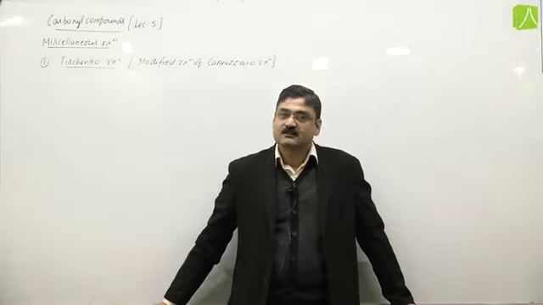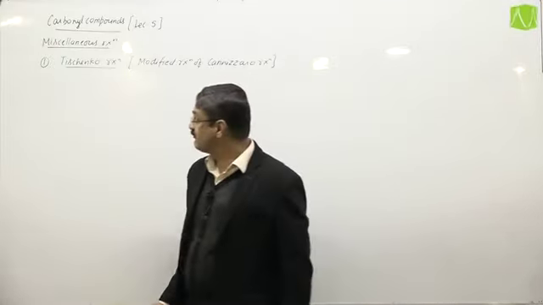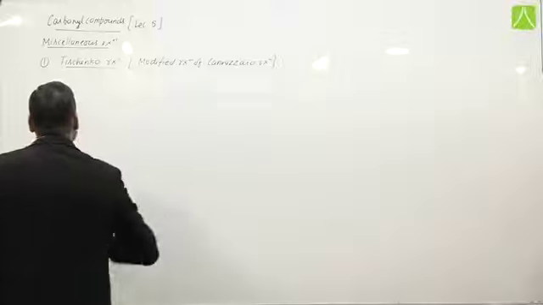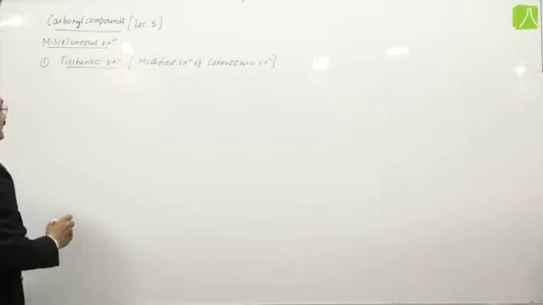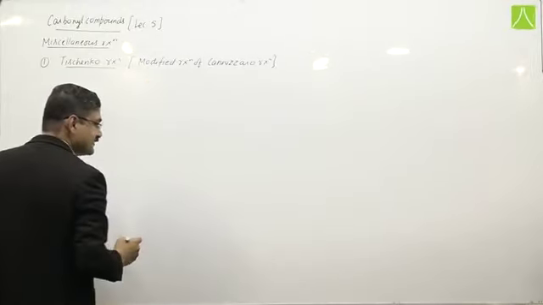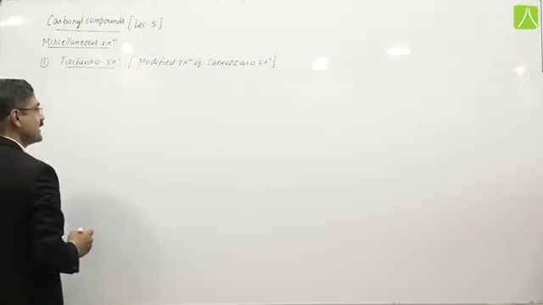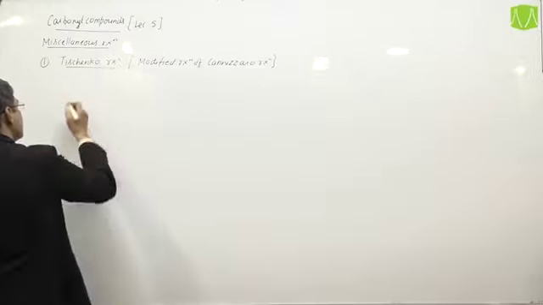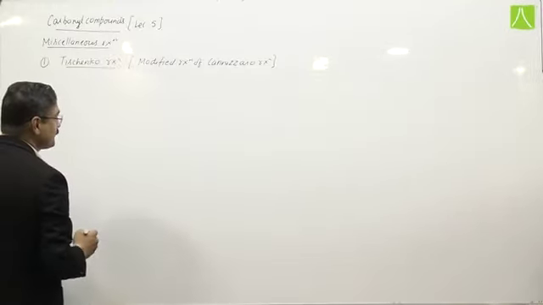So lecture is carbonyl compounds. Lecture number 5. Miscellaneous reactions are there. So first is Tishchenko reaction. Tishchenko reaction is the modified reaction of Cannizzaro reaction. In the Cannizzaro reaction, products are acid plus alcohol. But in Tishchenko reaction, product is directly ester.